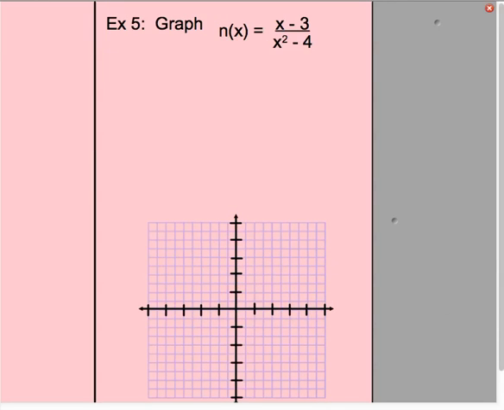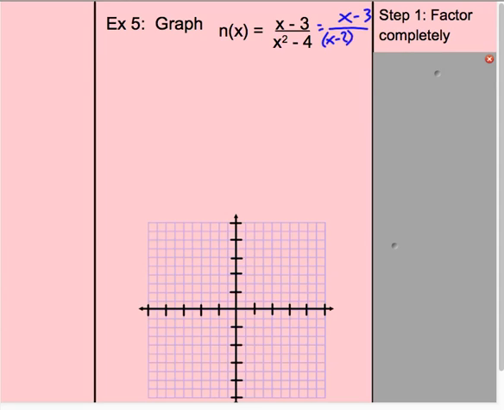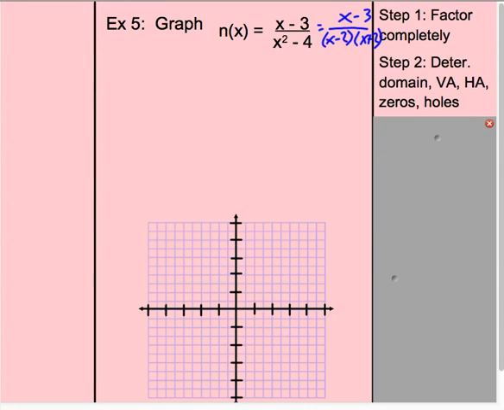Last example. Again, we start by factoring everything. Numerator is factored. Our denominator is the difference of squares, x minus 2, x plus 2. Identify a domain where the denominator equals 0, so x cannot equal -2 or +2. Since neither one of those cancels with the numerator, we have 2 vertical asymptotes. So we'll see what a graph looks like with more than one vertical asymptote. It's a little bit different than the hyperbola. Because nothing canceled, we have no holes.